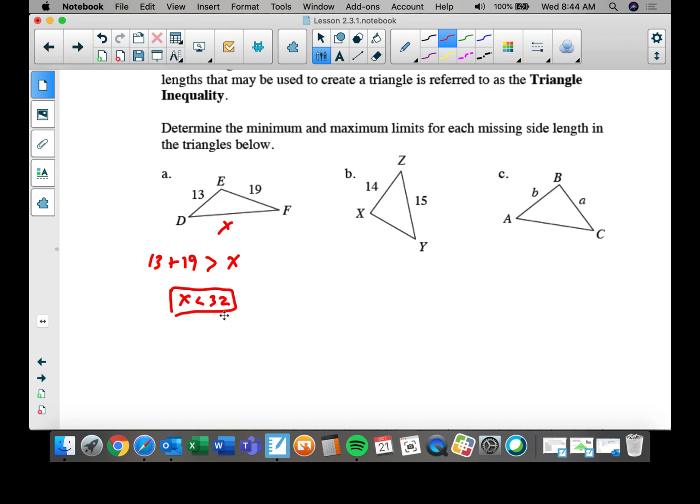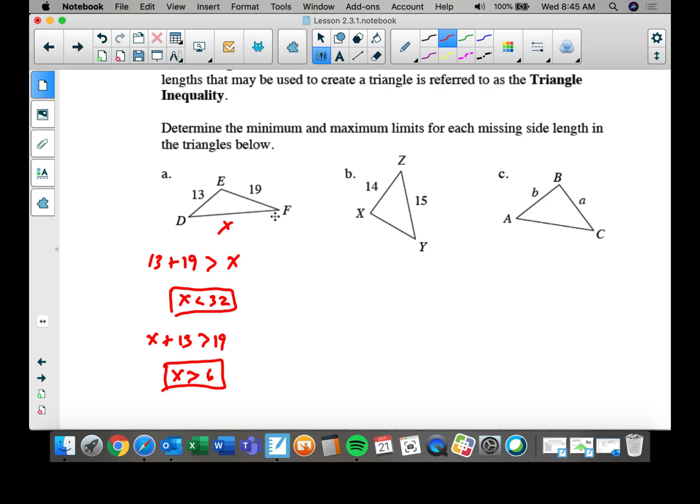But what if, let's say, the 19 was the longest side and these 2 are the shortest ones? Then that means that x plus 13 has to be greater than 19. Those two added up would have to be bigger than that 19 if that's our longest. So if I solve this inequality, I subtract the 13 over, and I find out that x has to be greater than 6 in this case.